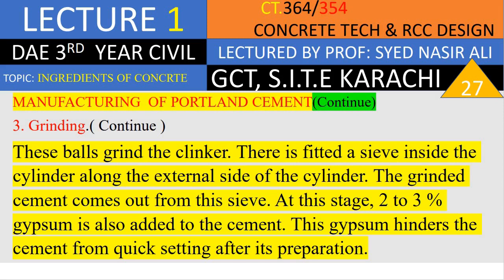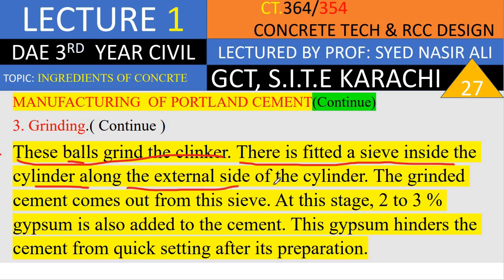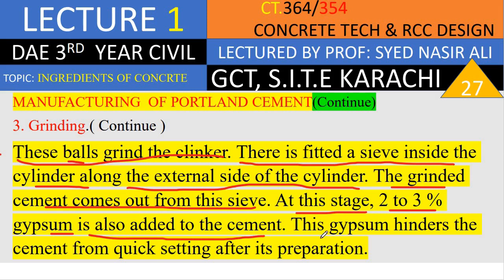This is the continuing of the grinding. These balls grind the clinker. We have talked about the balls weighing 2 to 3 kilograms. There is a sieve fitted inside the cylinder along the external side of the cylinder. The ground cement comes out from the sieve. At this stage, 2 to 3% of gypsum is also added to the cement. This gypsum hinders the cement from quick setting after its preparation.